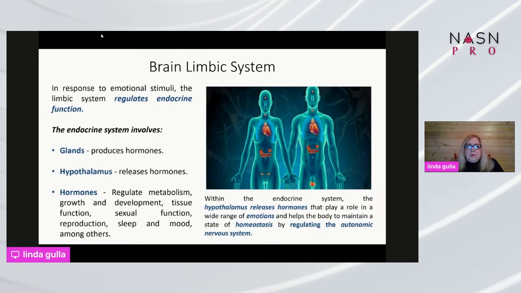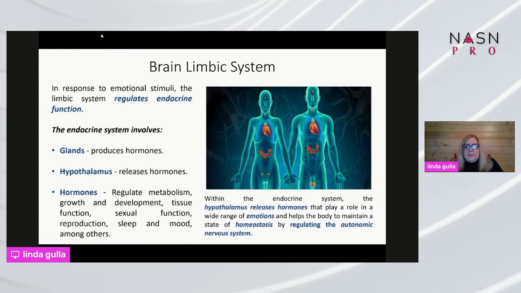In response to emotional stimuli, the limbic system regulates endocrine function. The endocrine system involves glands, which produce hormones, the hypothalamus, which releases the hormones, and hormones, which regulate metabolism, growth and development, tissue function, sexual function, reproduction, sleep, and mood, among other things.